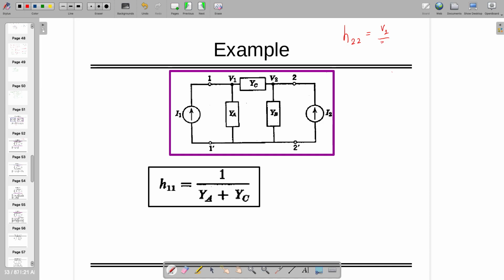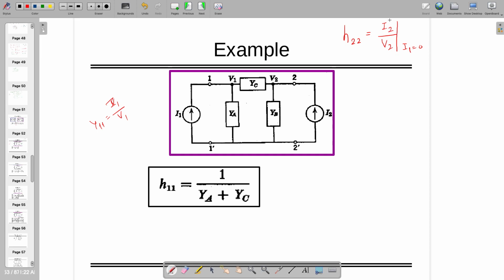V2 by I2, I2 by V2, right? Because that is 1 by Z22. H22 is 1 by Z22. This one is 1 by Y11, right? So Y11 is I1 by V1. Z22 is V2 by I2. So it's I2 by V2 when I1 is 0, because this is open circuited parameter, right? Because this is the most important part.